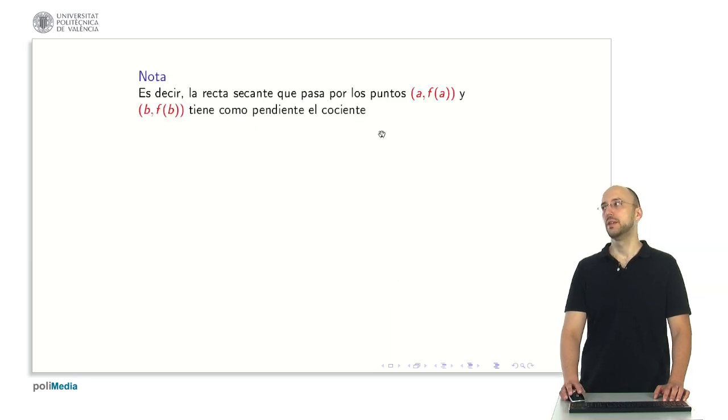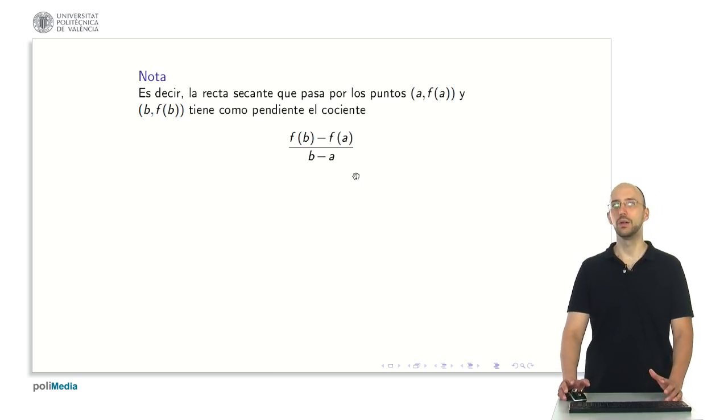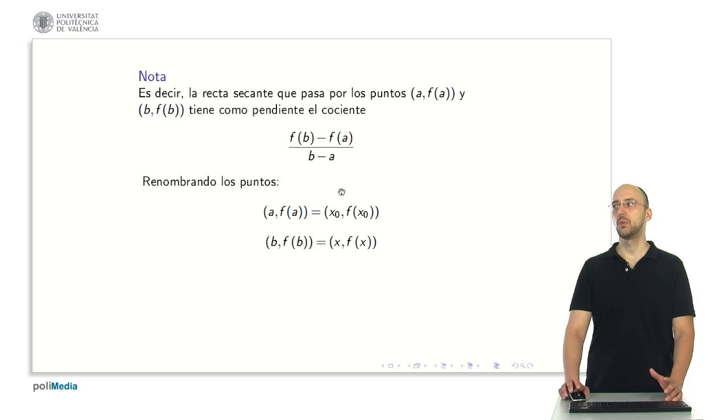In other words, I establish a secant line that intersects the points A, f of A, and B, f of B. The expression for the slope is written this way in the hope that it reminds you of something. All right, do you remember this? It may ring a bell from a previous session.